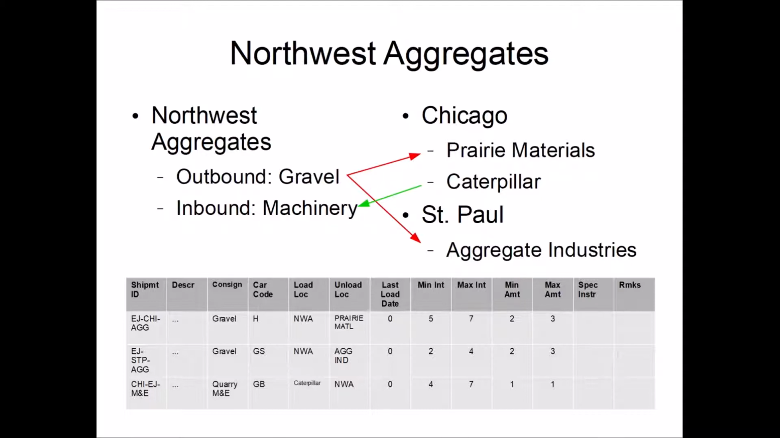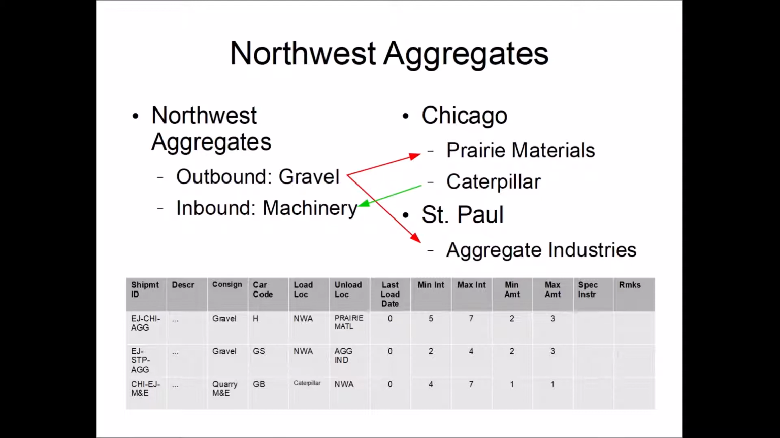The car codes: the shipment of gravel to Prairie Materials is going in open top hoppers, and the shipment of gravel to Aggregate Industries in St. Paul's is going in a gondola. Likewise, the shipment from Caterpillar to the quarry is coming in a gondola as well.